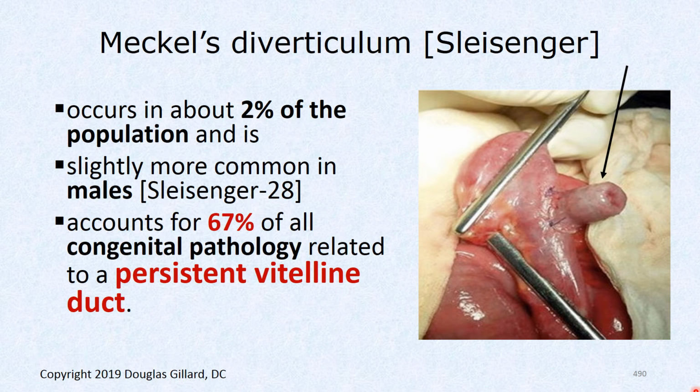Here's a real one intraoperatively. So it looks like a little appendix. Here's the distal ileum right here, and they're getting ready to get rid of this thing. It occurs in about 2% of the population, slightly more common in males, and accounts for two-thirds or 67% of all congenital pathology of the gastrointestinal tract related to a persistent vitelline duct. So if something goes wrong with a vitelline duct, 66-67% of the time you're going to get a Meckel's diverticulum.